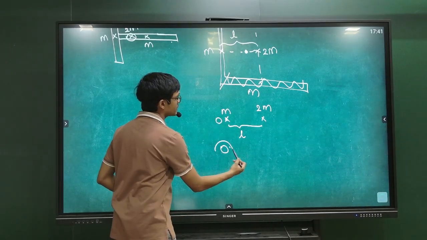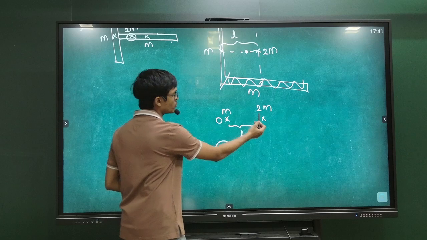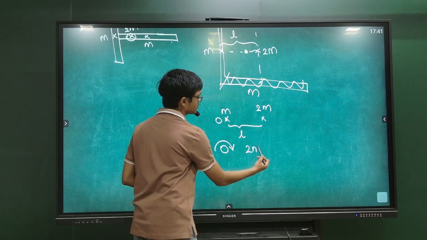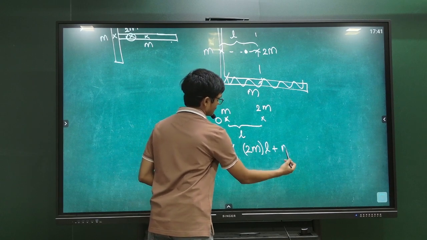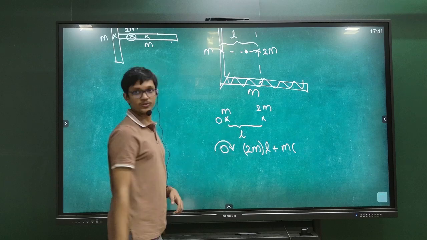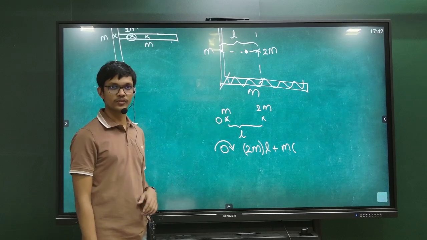And I'll write the center of mass equation. Center of mass equation. 2m, what is the distance to 2m? L. Plus m, what is the distance to m? 0. Clear?